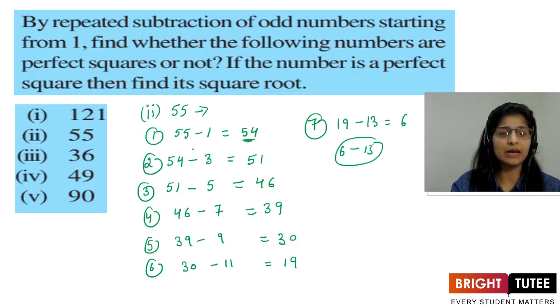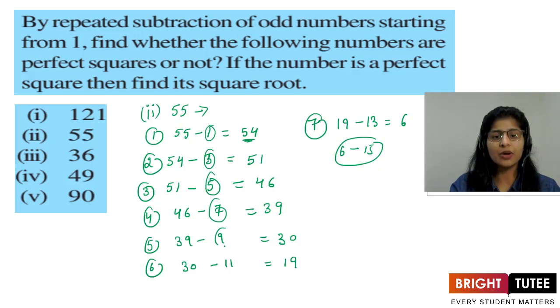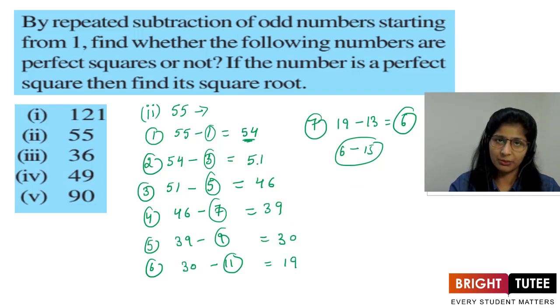So this number 55 is not a perfect square, because by solving it and subtracting the odd consecutive numbers starting from 1, we are not getting 0 at the end. Now we will start getting negative numbers. So we are not going to get 0 after subtracting odd numbers. Clear? So 55 is not a perfect square, right?